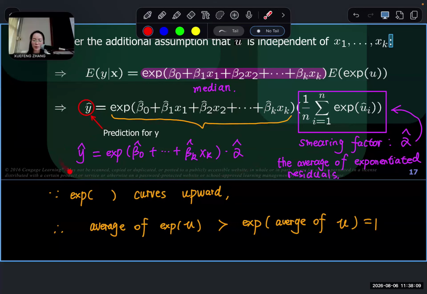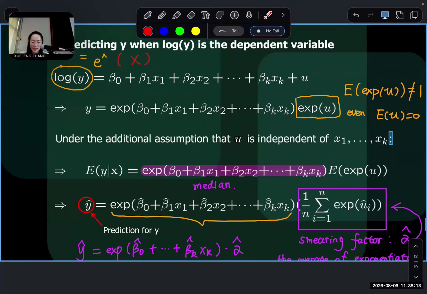How can we predict y correctly? It's not just, okay, we take log y, but in order to get y, you cannot just take the exponent. You have to multiply the smearing factor. Okay, just keep that in mind.